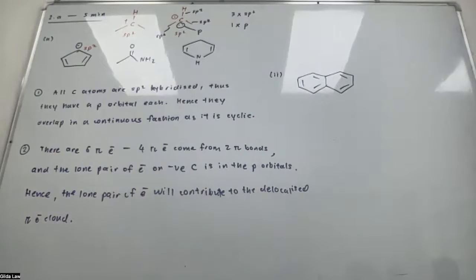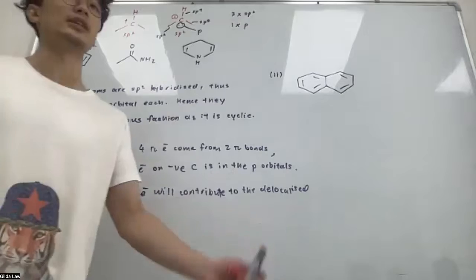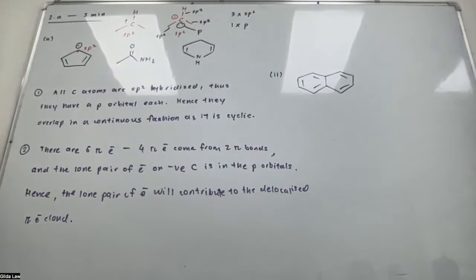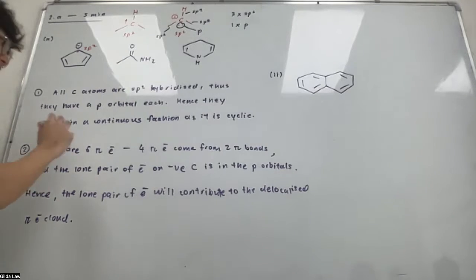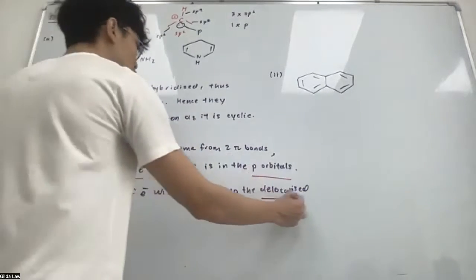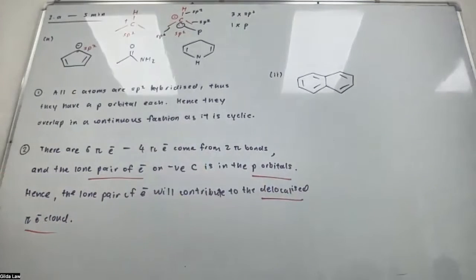You are not just paraphrasing the question and then just telling me, oh, there are 6 pi electrons. Where did the 6 pi electrons come from? You must then give me that explanation, justify it. But the main justification here is about the lone pair. It's actually in the p orbital. That's why it can contribute to the delocalized pi electron cloud. So you must have these keywords in your answer.